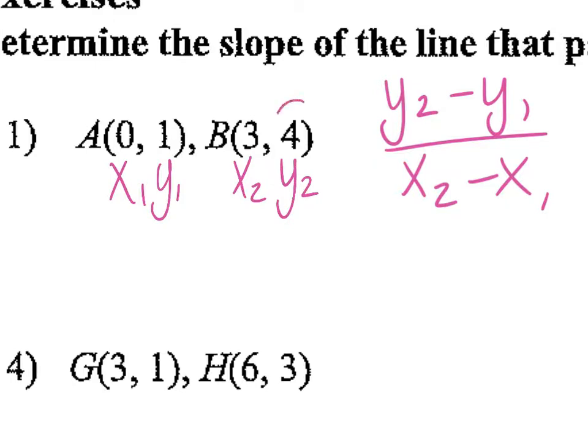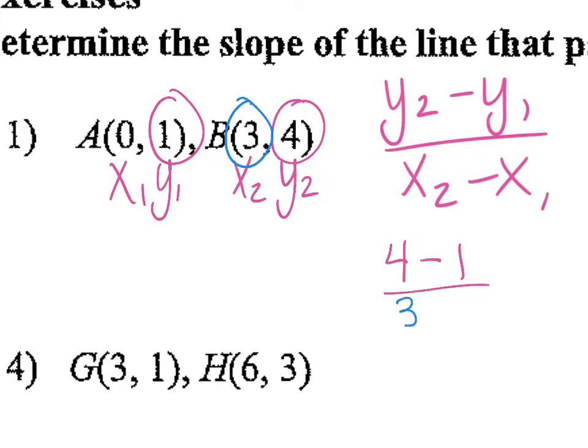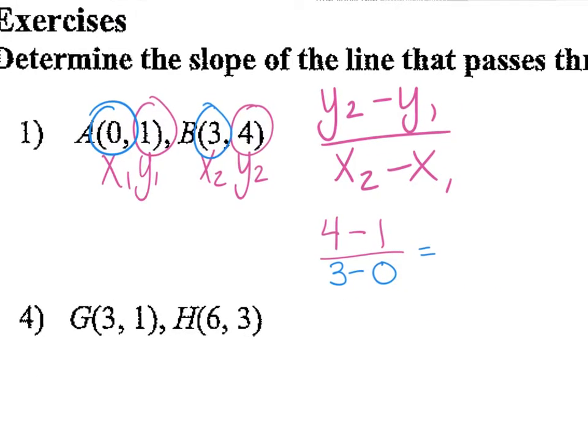So I've got my y2 is 4 minus my y1, which is 1. And that's going to be on top. Then I'm going to subtract my x2, which is 3, minus x1, which is 0. So it'd be 3 over 3, and what would that reduce down to? 1 whole.